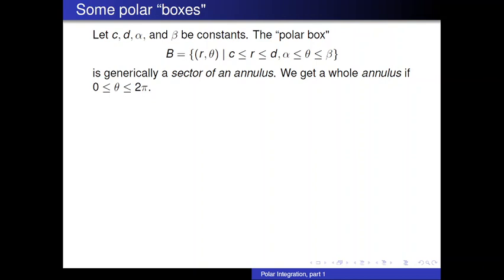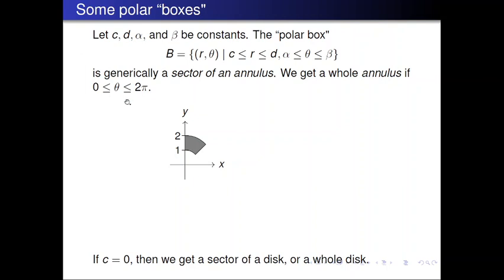Now, generally, this gives us something called a sector of an annulus, and I'll show you a picture soon. And we get a whole annulus if theta goes all the way around the circle from 0 to 2 pi. So let's see some pictures. Here is a sector of an annulus. It's just like a sector of a circle, but thicker, right? We have this thickness to it.